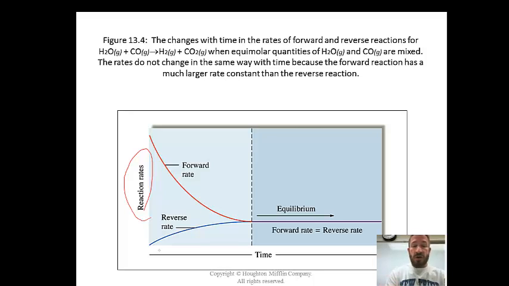But notice the forward rate decreases, reverse rate increases, and at some point they meet, and the forward rate is equal to the reverse rate, and you guessed it, at that point we have equilibrium. Now, once again, we should change that to a two-sided arrow.